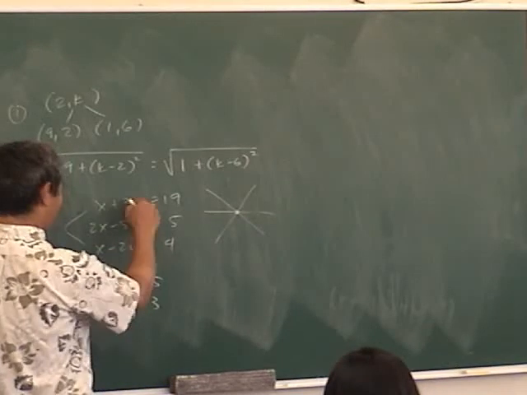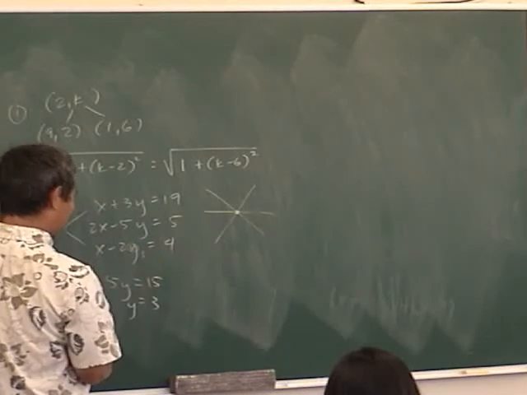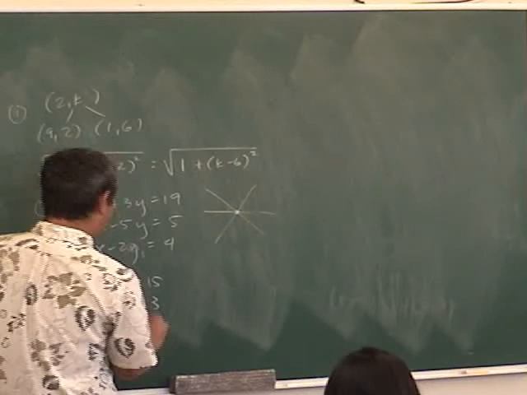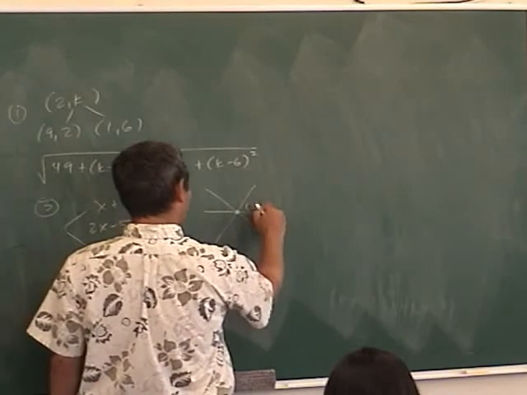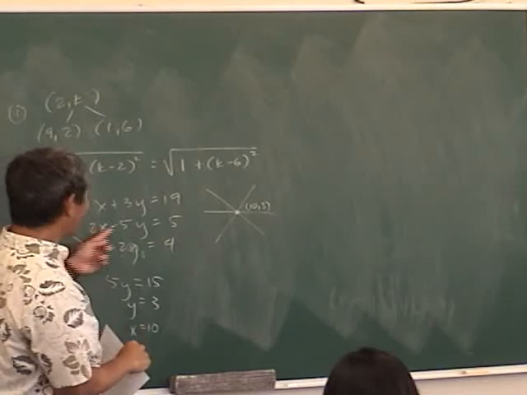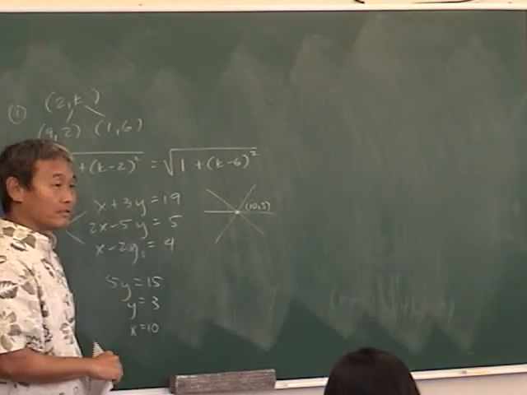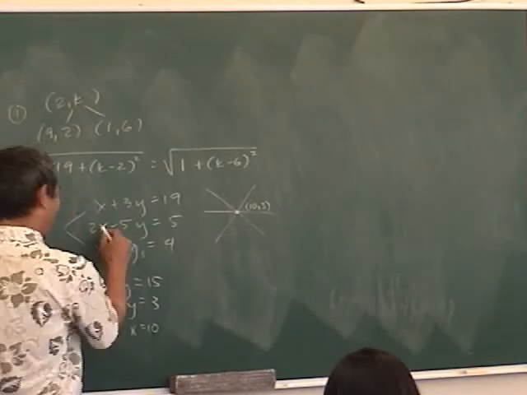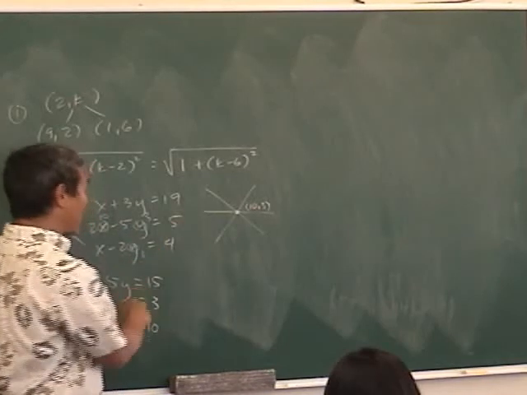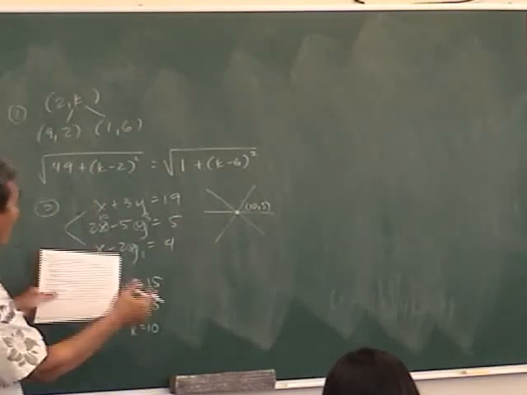Which one is better? This one. So if I plug it into there, x equals 10. So that means these 2 lines intersect at the point (10, 3). Now, how do you show that this 3rd line also goes through that point? You plug it in. If I plug in 10 for x and 3 for y, you get 20 minus 15 equals 5. So therefore, this point lies on this line. Therefore, all lines go through that same point, right?